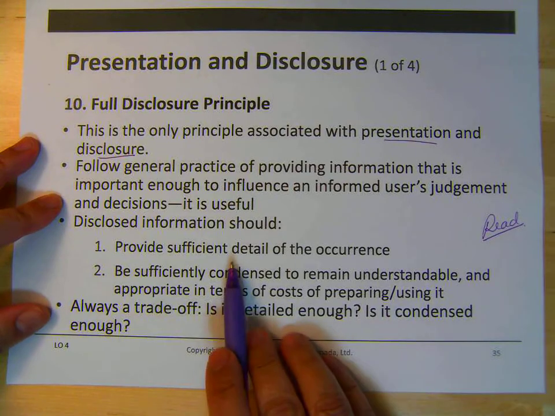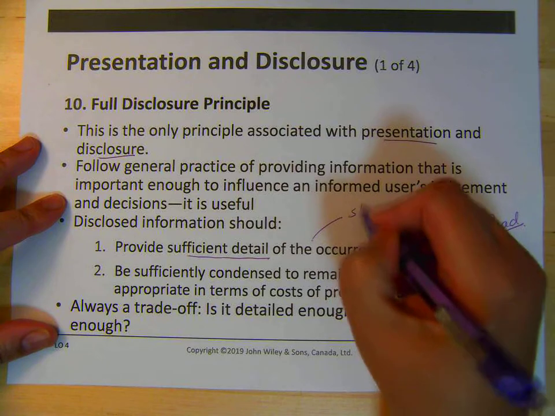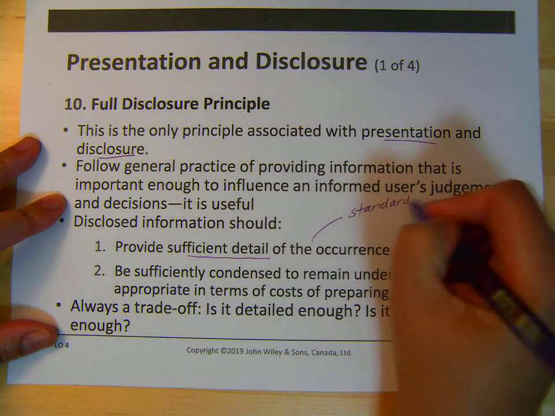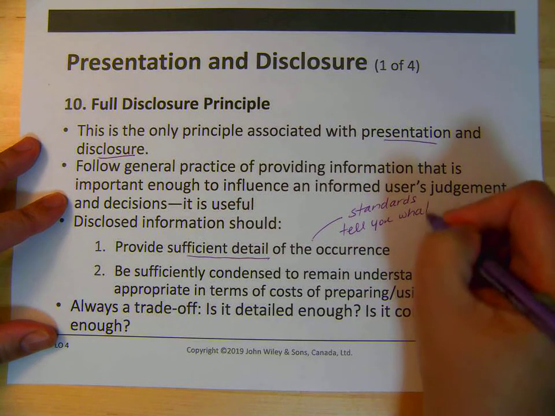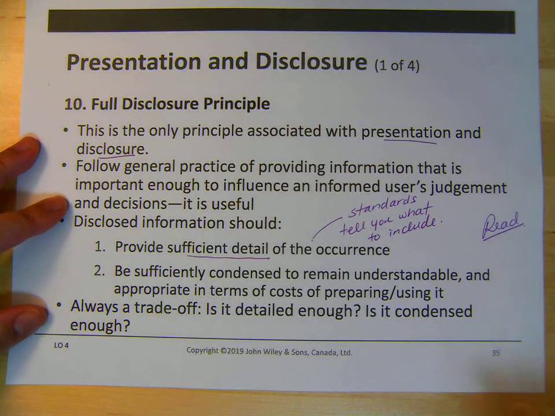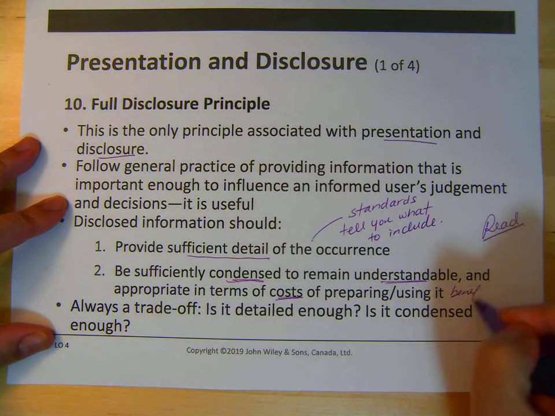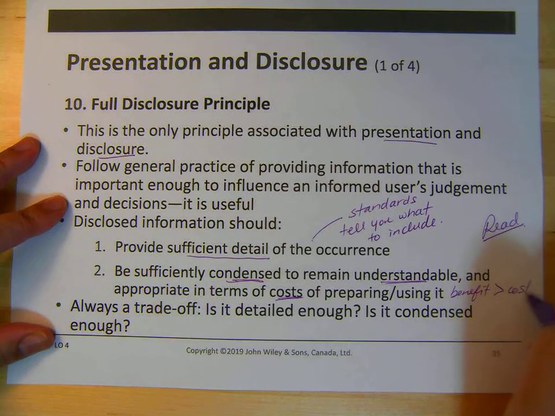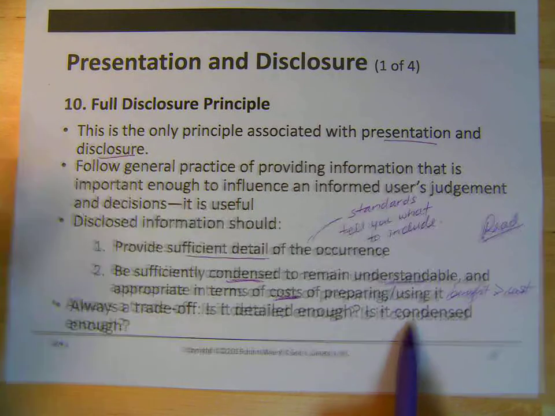You have to provide sufficient detail of the occurrence, and the standards tell you what to include. And it's got to be condensed to remain understandable. And again, the benefit has to outweigh the cost. And it's a trade-off. Is it detailed? Is it condensed?